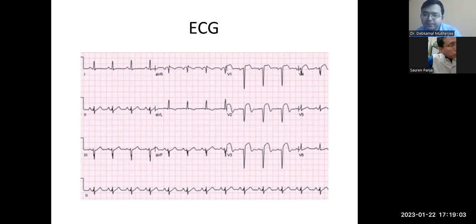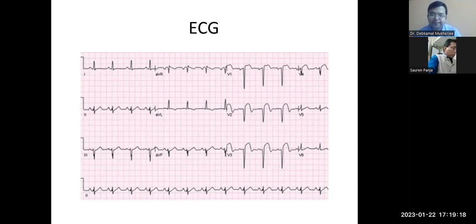PR segment changes also occur in pericarditis. Pericarditis per se will not lead to cardiac failure, but if it goes into tamponade, then you can have congestive cardiac failure. So that is one differential we can always consider in this.